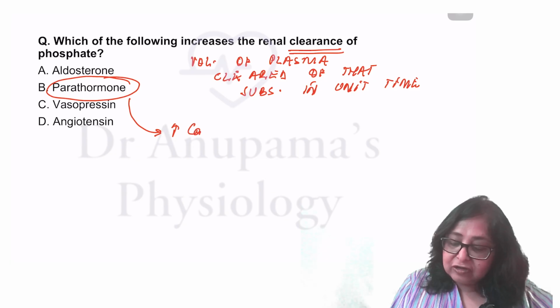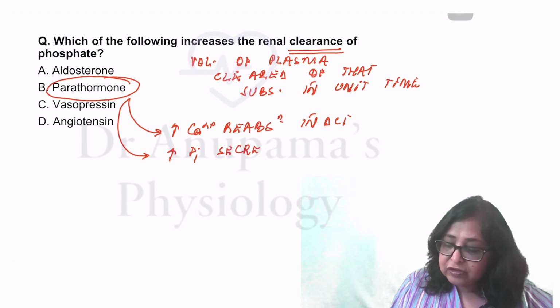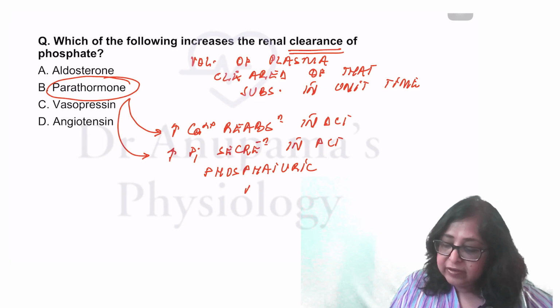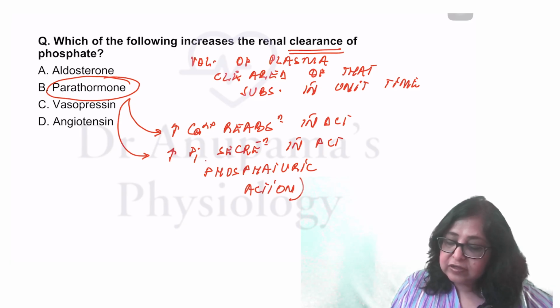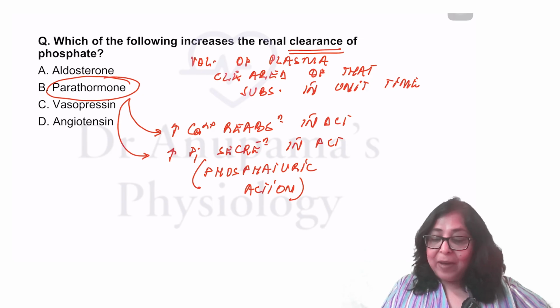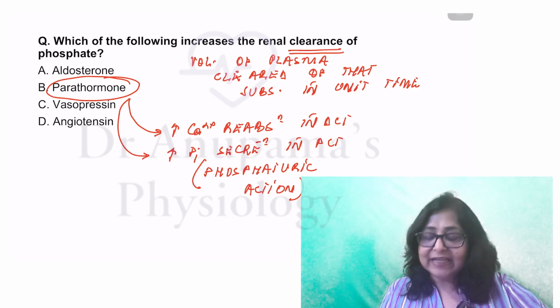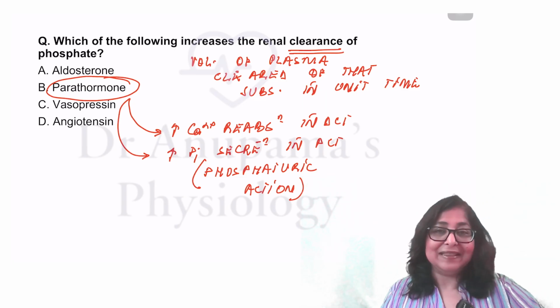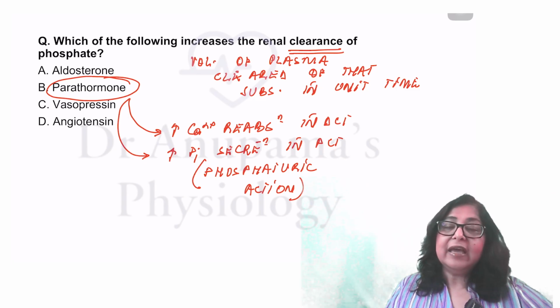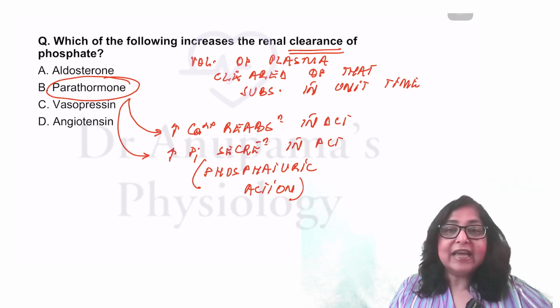Parathormone increases the calcium reabsorption in the DCT, and it increases the inorganic phosphorus secretion in the PCT. It has a phosphaturic action. It increases the urinary loss of inorganic phosphorus or phosphate. So parathormone will increase the renal clearance of phosphate. Just one little point here, inorganic phosphorus and phosphate mean the same thing. So it's increasing the secretion of inorganic phosphorus in the PCT.